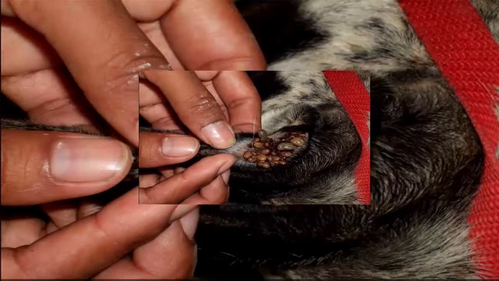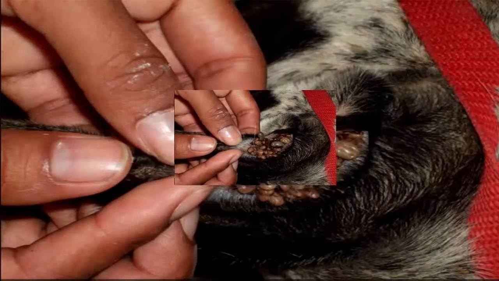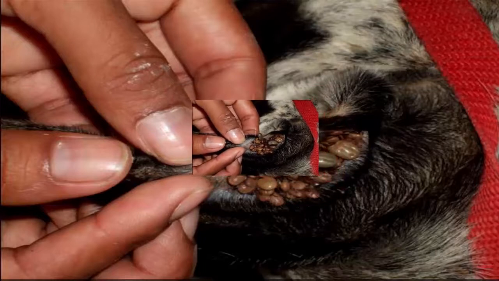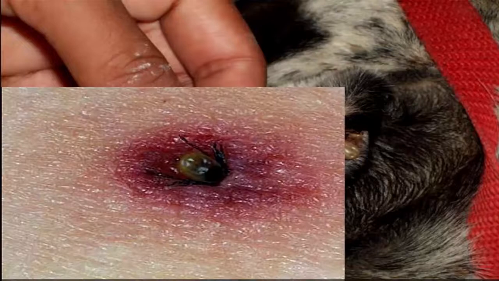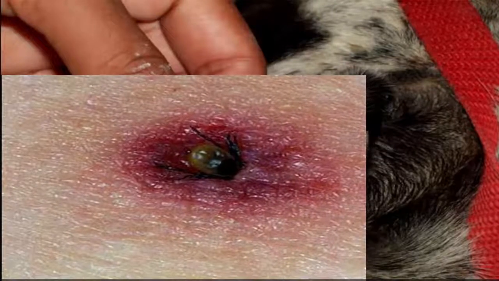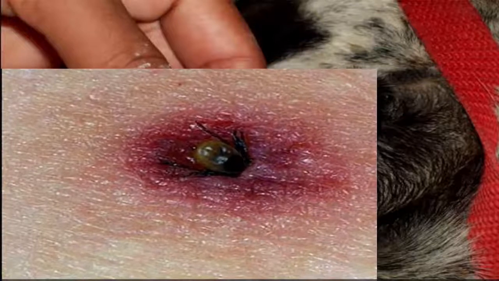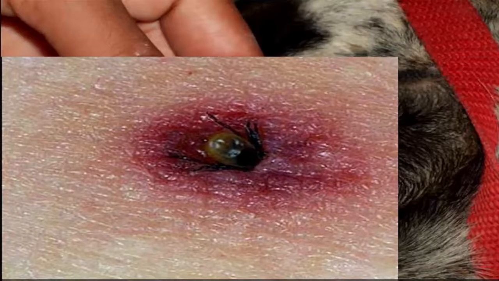Reproduction. There are 4 stages in a tick's life cycle: egg, larval, nymphal and adult. Ticks have only 6 legs during their larval stage and 8 legs during their nymphal and adult stages. They consume blood meals during all stages. Pathogens, or organisms that cause diseases in the animals they infect, can be passed through the stages of a tick's life cycle.